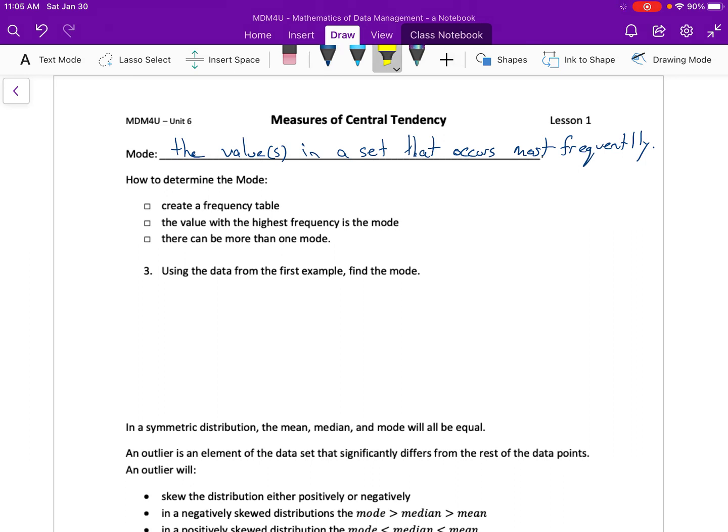So how do you determine the mode? Well, you can create a frequency table if necessary to see how often things occur, which we've done in the past. The value with the highest frequency is the mode. And there can be more than one mode. It's often capped at 2 modes. Generally they don't like to give more than 2 modes, but it really depends on where you're reading it.